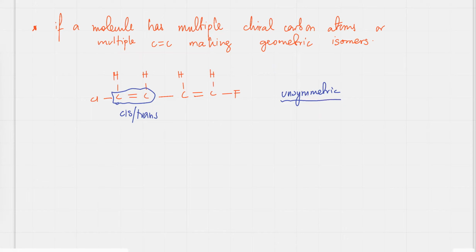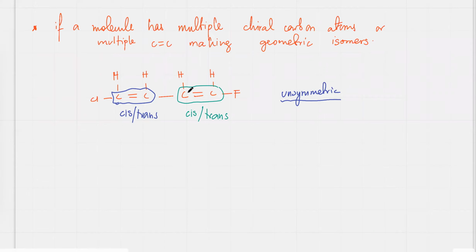This other one is also going to show geometric isomerism. Because if you look carefully, this carbon atom is bonded to two different groups, and this carbon atom is also bonded to two different groups. It's got an H and it's got this entire carbon chain on one side. So the conditions are met. Both of them are going to form cis and trans isomers.